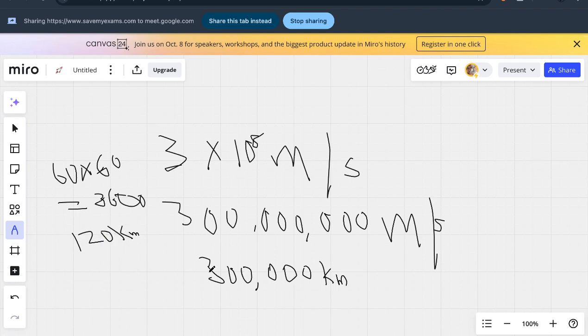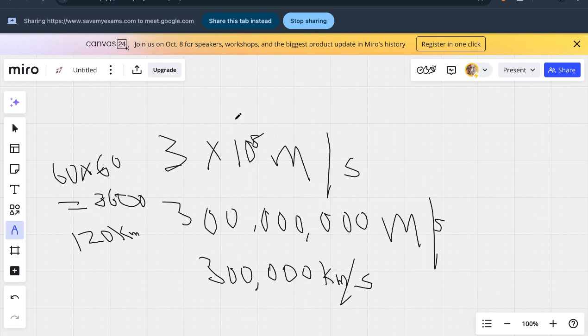But look at what light does in 1 second: 300,000 kilometers, not just 100 or 120 kilometers, in just 1 second. If you can imagine this, you can pause for a minute and imagine it, you'll see how fast light is.